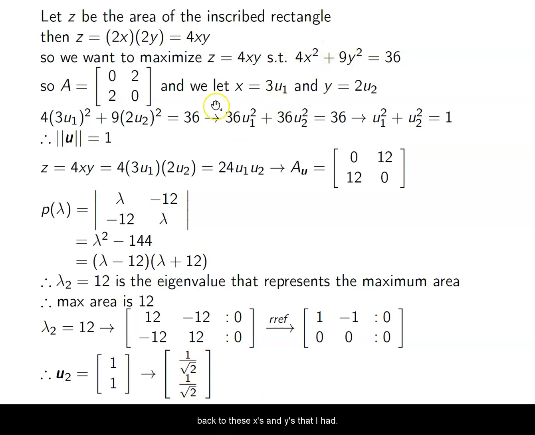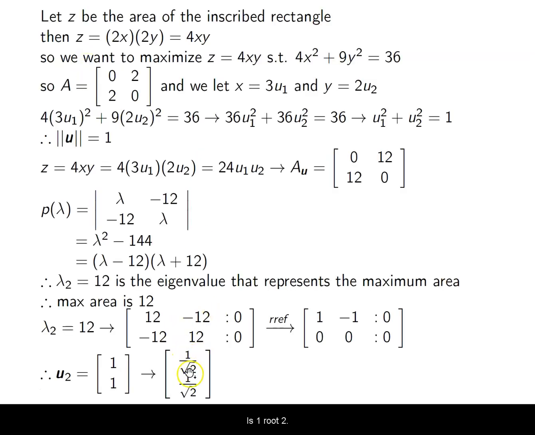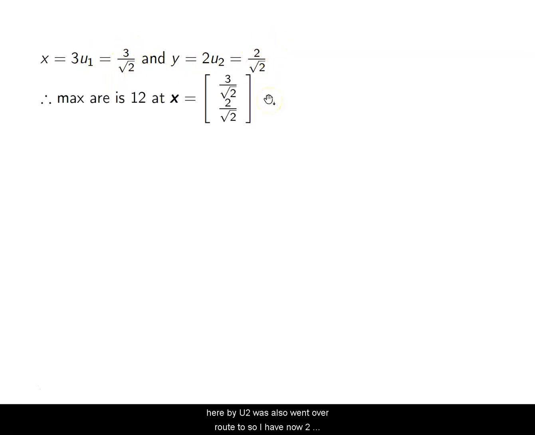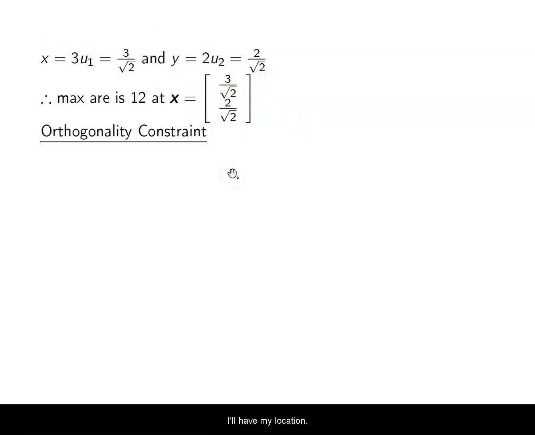I'm still in the world of u. I need to get back to these x's and y's that I had, right? So I know x is 3u1, right? So substituting in, u1 is 1 over root 2, right? 3 times 1 over root 2 is 3 over root 2. Same thing here. My u2 was also 1 over root 2, so I have now 2 over root 2. And so my maximum value is 12, and that occurs at x is 3 over root 2, y is 2 over root 2, right? So I just got to change back into my original variables, and then I'll have my location, okay?